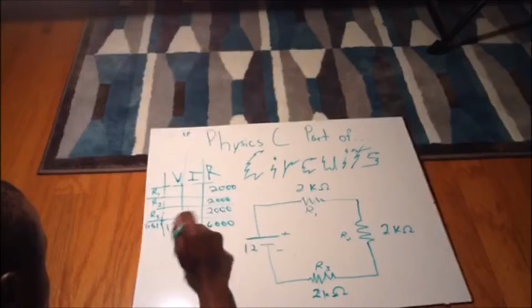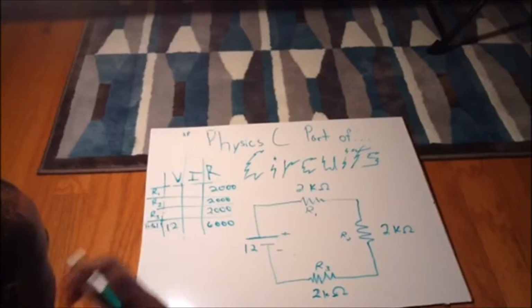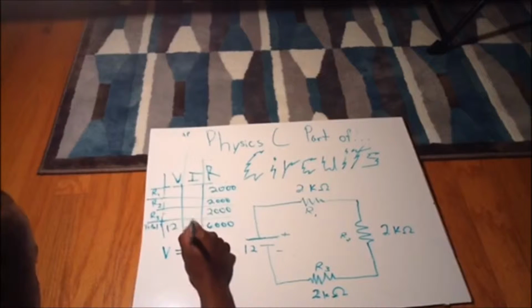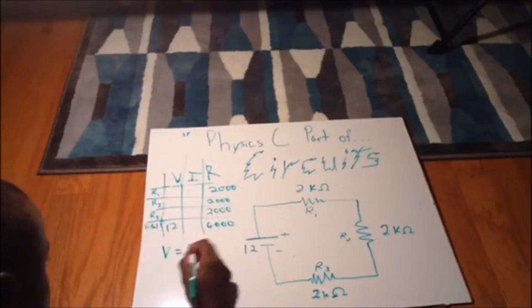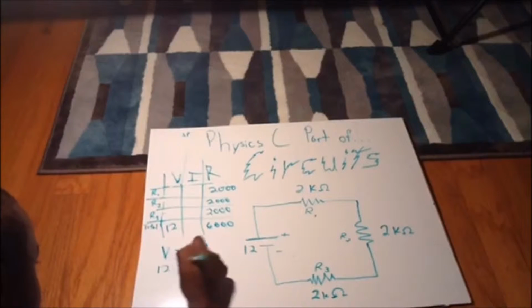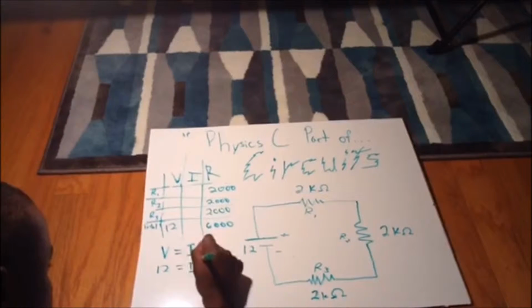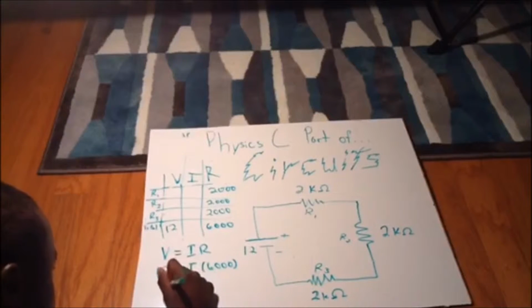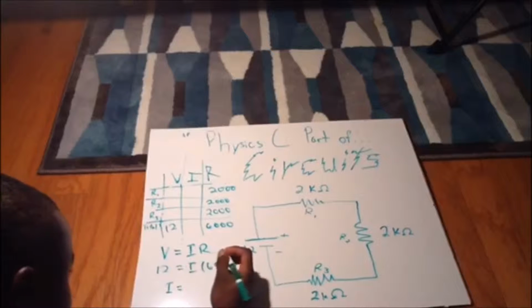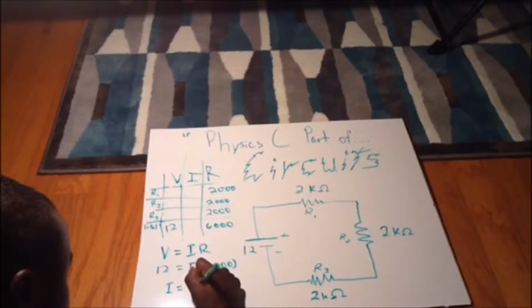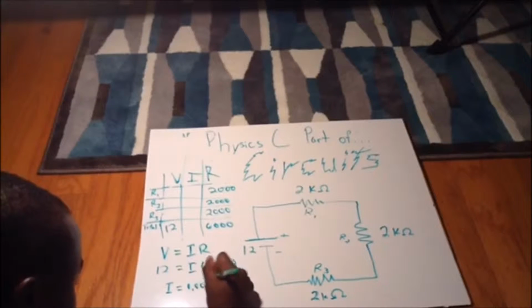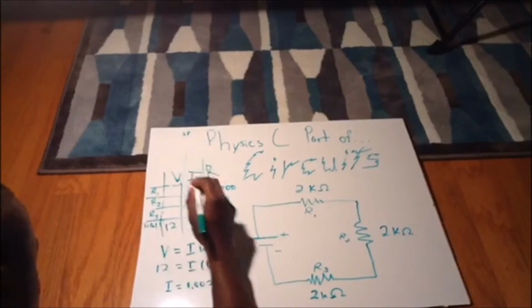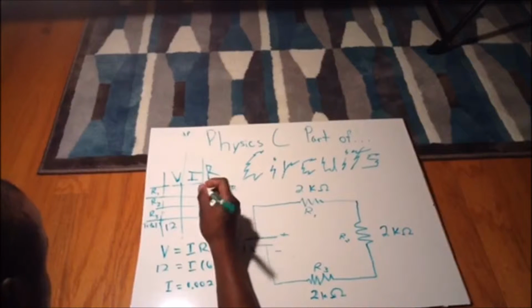And since we have both of these but don't know the current, we can actually use Ohm's law to help us find that. So Ohm's law is V equals IR, and if we plug in 12 and we plug in a resistance of 6,000, we get a grand total of I equals 0.002. So we might be missing a 0, but I think that's about right. So 0.002, which is very small.